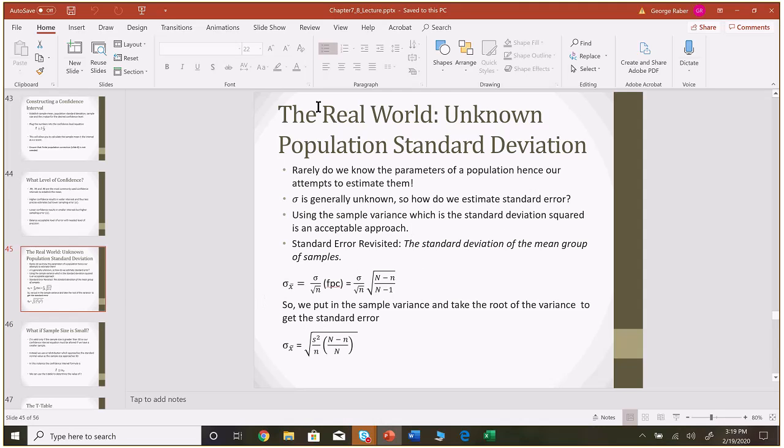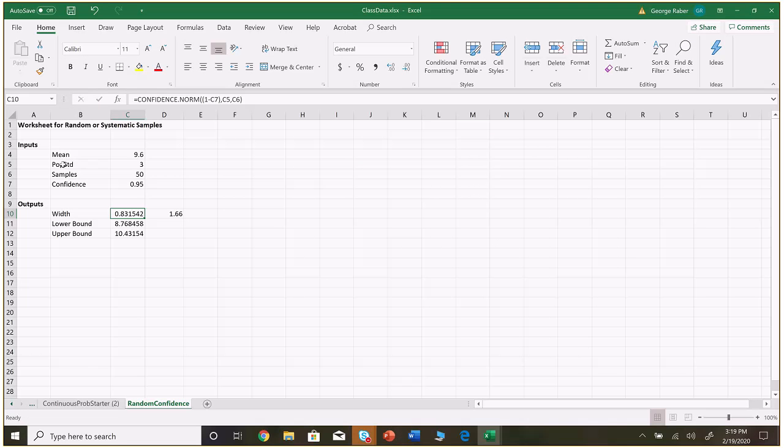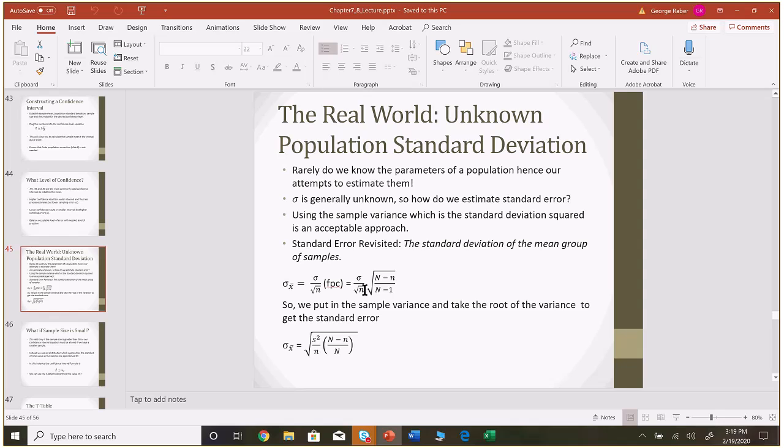Okay, so here's a real world. In the real world, notice that we have this population standard deviation. That's one of the terms. In the real world, we don't usually have the population standard deviation. That's not a known number. So how do we estimate the standard error if we don't have the real world standard deviation? Well, we can use the sample variance, which is the standard deviation squared. That's an acceptable approach. So in other words, we can take the sample standard deviation and square it, and we can use that number in there.